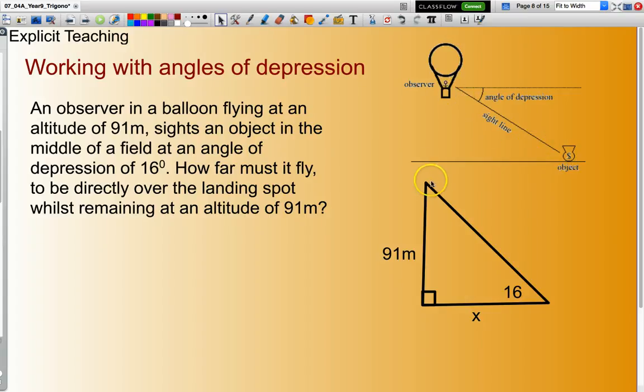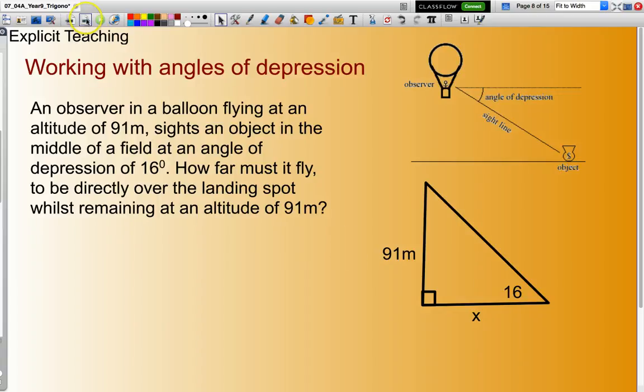So I'm to remain at an altitude of 91 meters. How far do I need to travel? I'm looking to calculate this distance here. Now, we'll just go to the next page and we'll actually do our calculations with trigonometry.